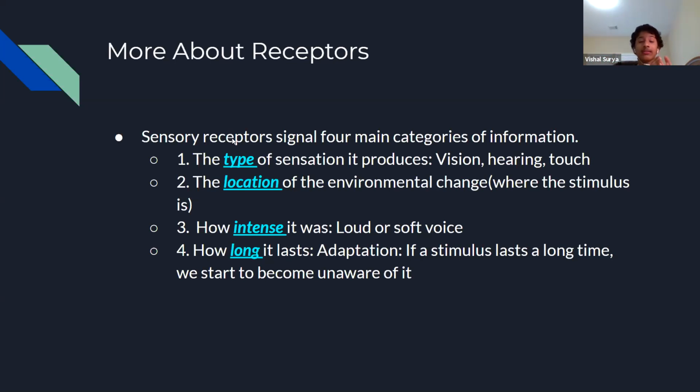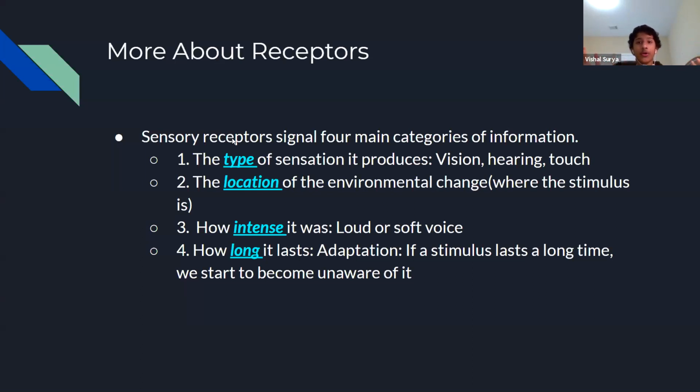Thirdly, it senses how intense it was. For example, if you heard a sound and it was loud or it was soft. Then fourthly, how long the environmental change lasts. This is important in a phenomenon known as adaptation. You may have heard of adaptation in your science class, how animals adapt to their environment. It's pretty similar to this, but it's whenever you have an environmental change that's staying on for a really long time. For example, your shirt on your body is causing your receptors to signal to your brain that there's something on your chest, your shirt.